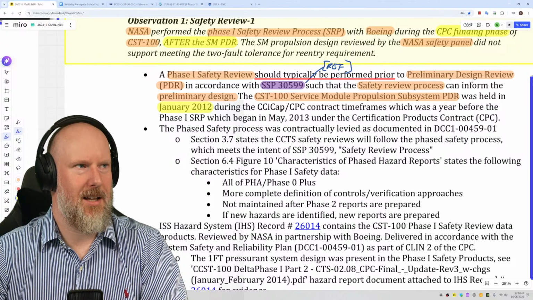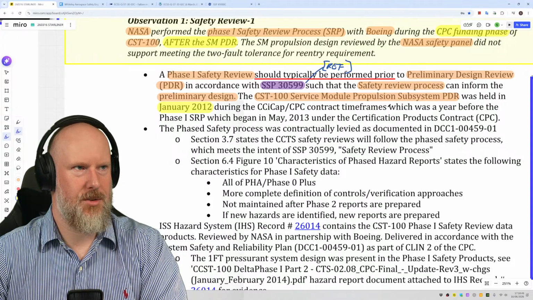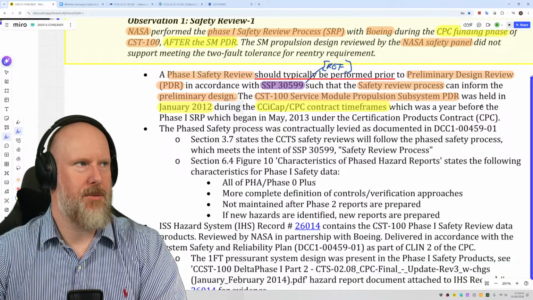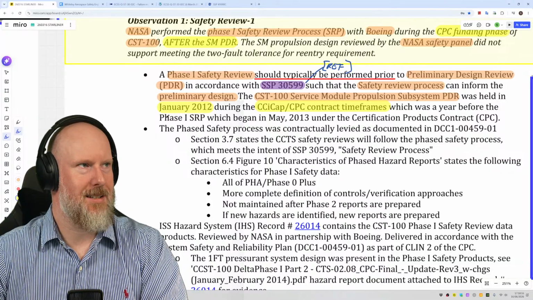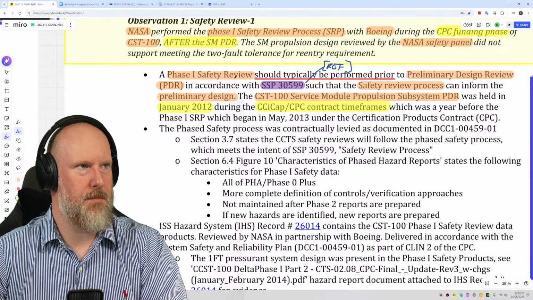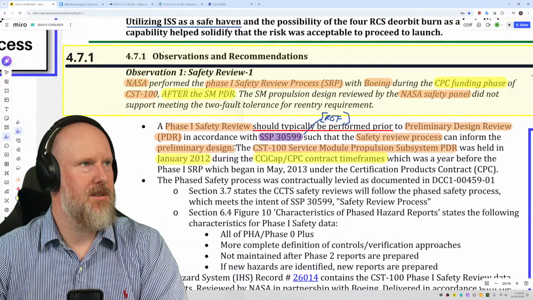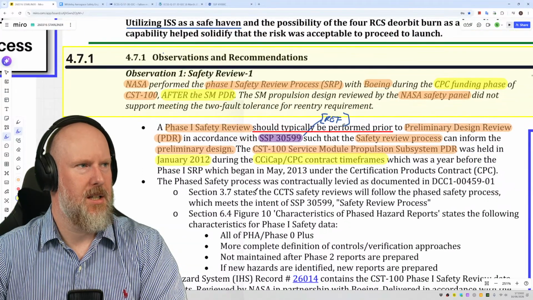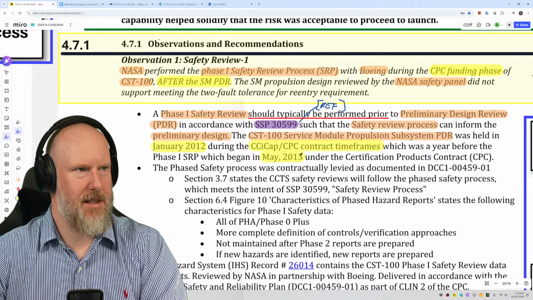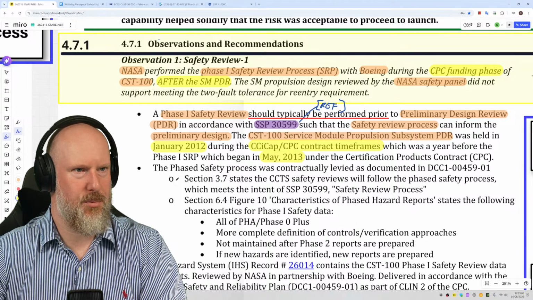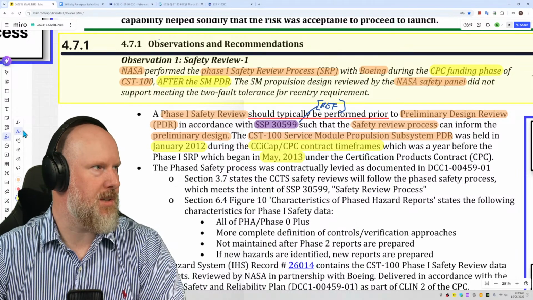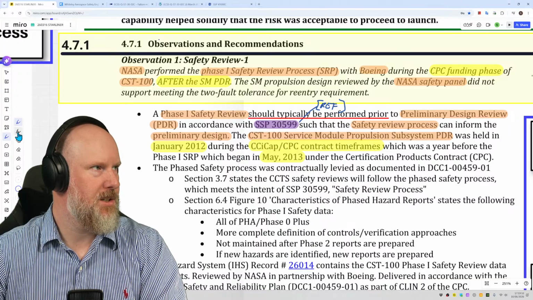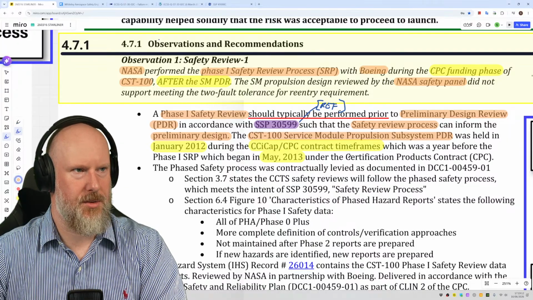During the CCiCap CPC contract timeframes, I don't know what that means, which was a year before the Phase 1 SRP, Safety Review Panel, is that? Safety Review Process, which began in May 2013 under the Certification Products Contract. Oh, that's what CPC means. Certification Products Contract.